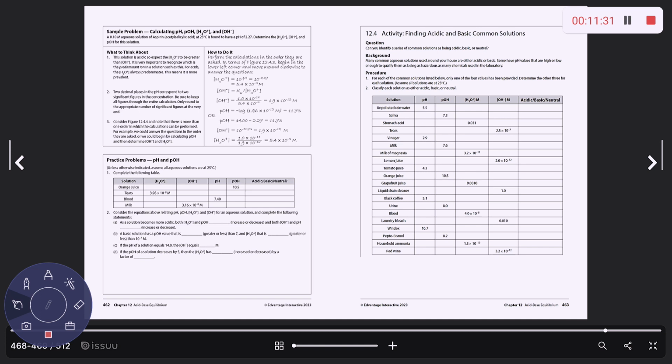You like this section? Yeah. It's kind of short, to the point.